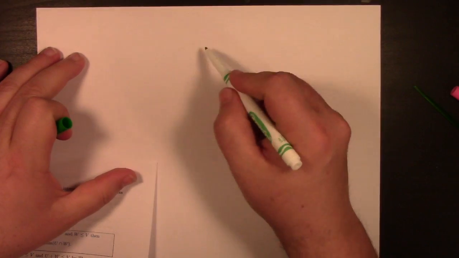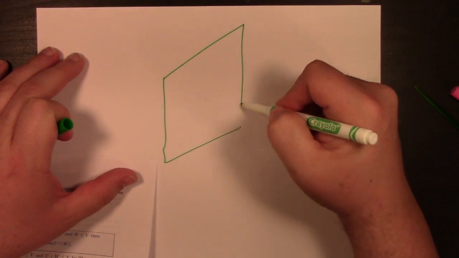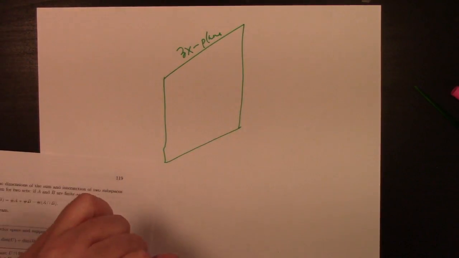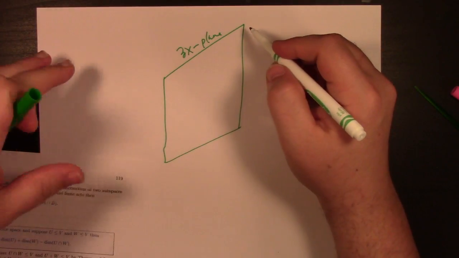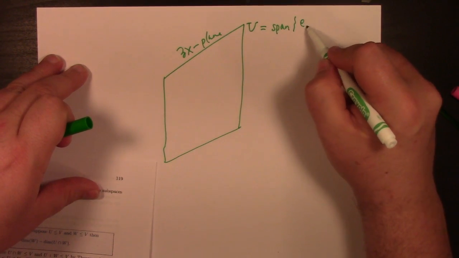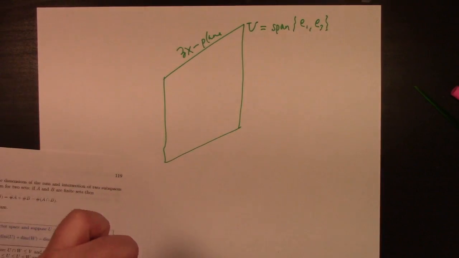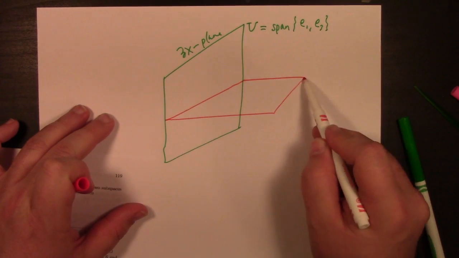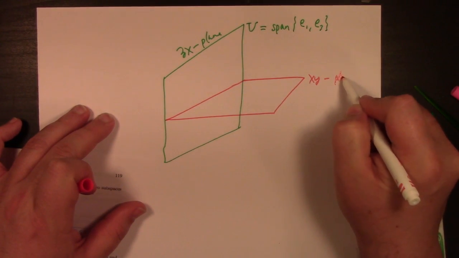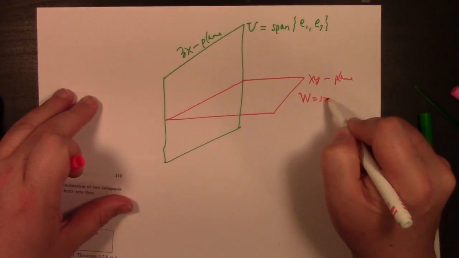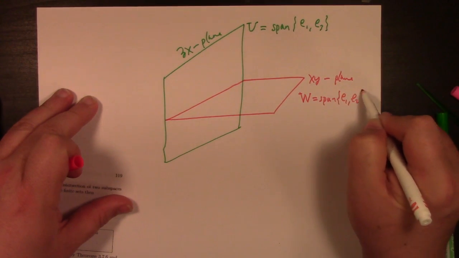So I guess a good example for that would be something like, here's the zx plane, right? And that might be your U, the span of e1, e3. And then the W you could visualize as something like this, maybe the xy plane, right? So in my notation, W is the span of e1, e2.